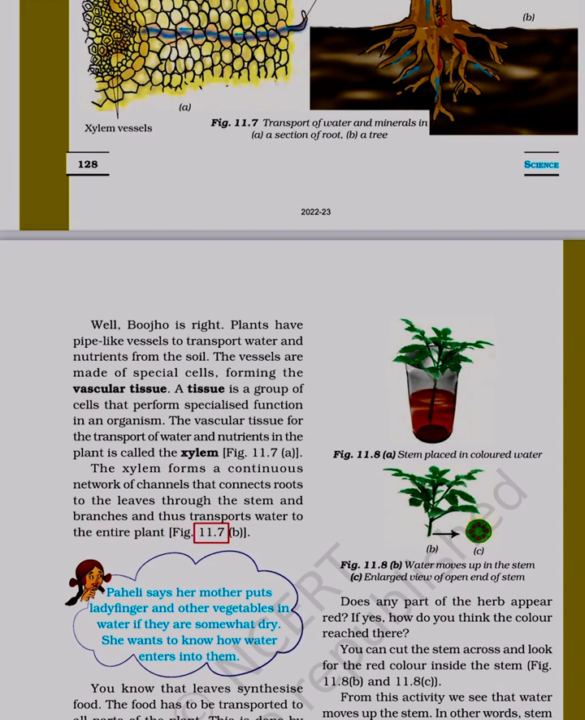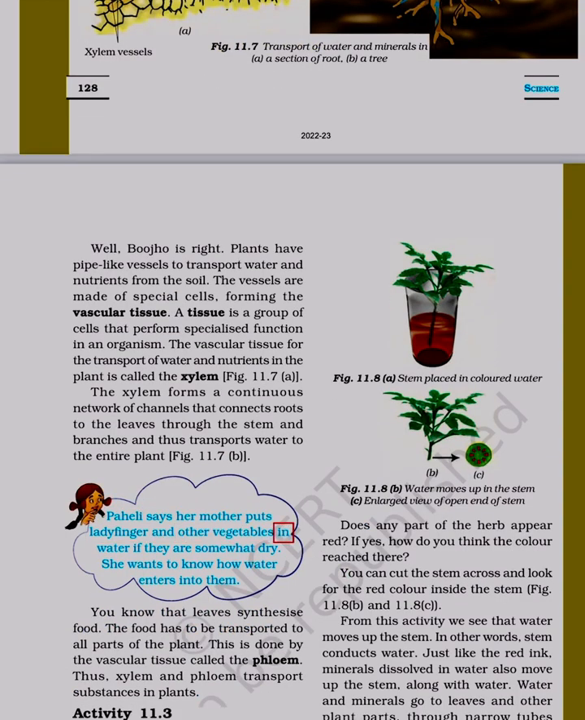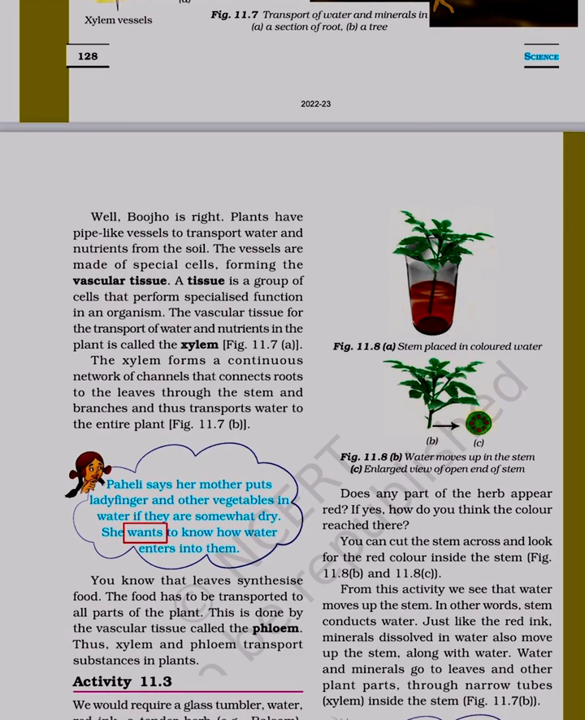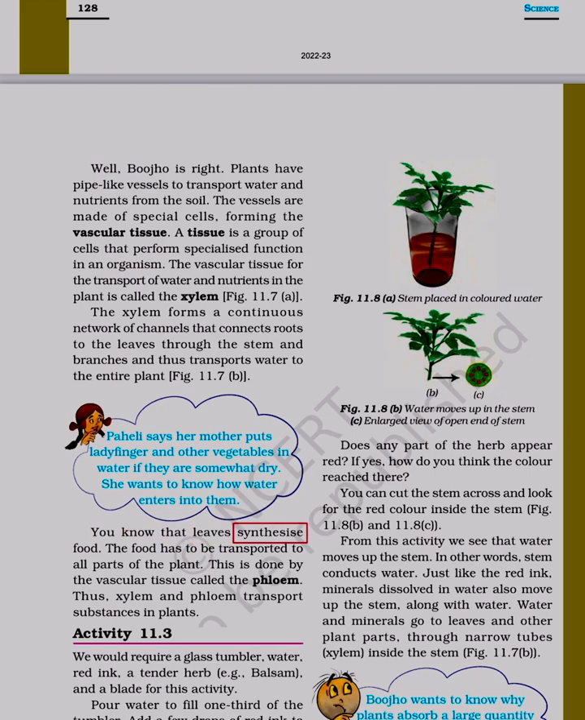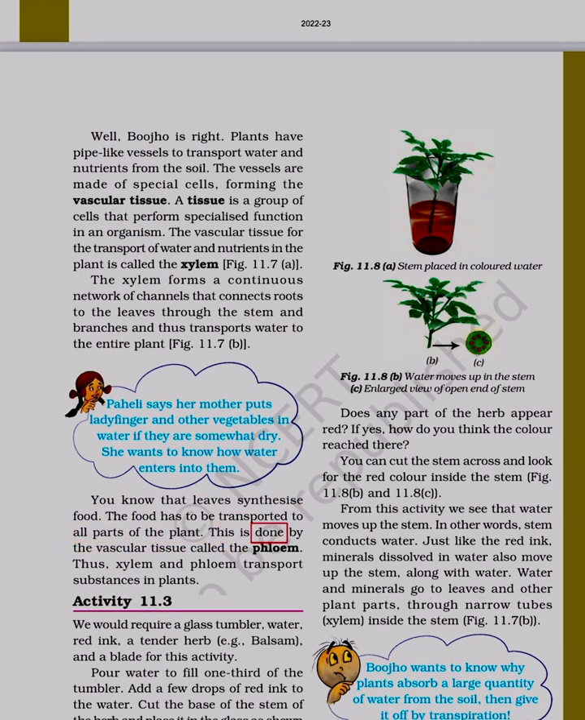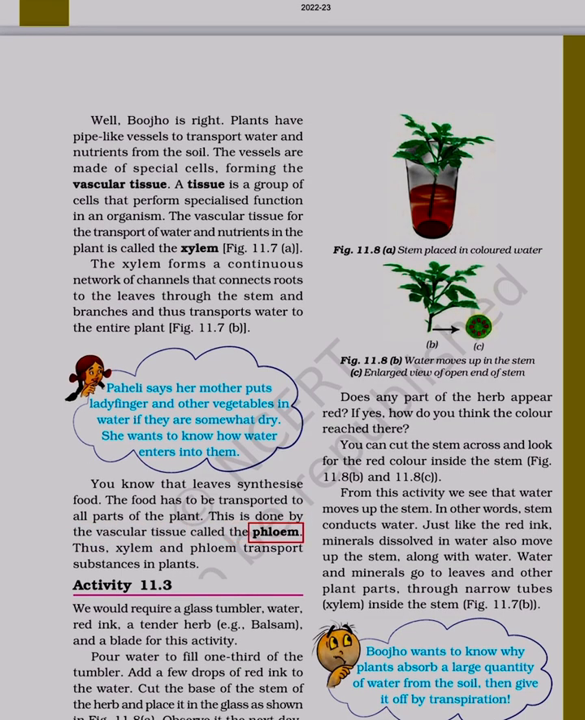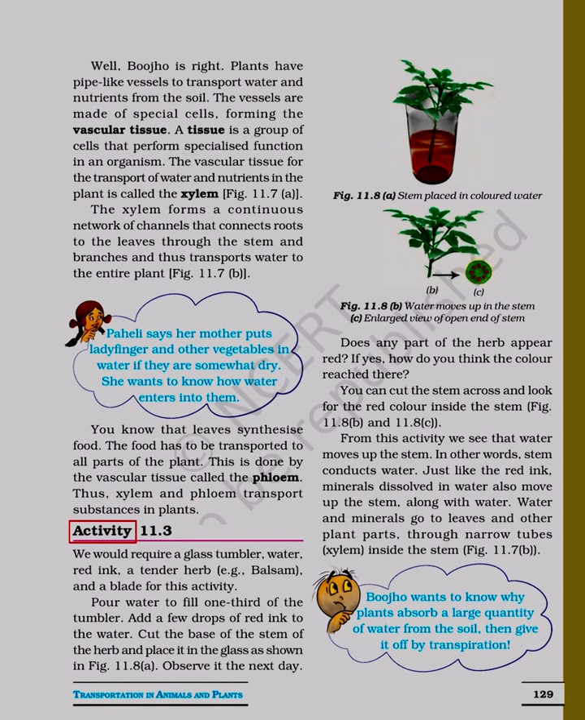Figure 11.7b. Paheli says her mother puts ladyfinger and other vegetables in water if they are somewhat dry. She wants to know how water enters into them. You know that leaves synthesize food. The food has to be transported to all parts of the plant. This is done by the vascular tissue called the phloem. Thus, xylem and phloem transport substances in plants.